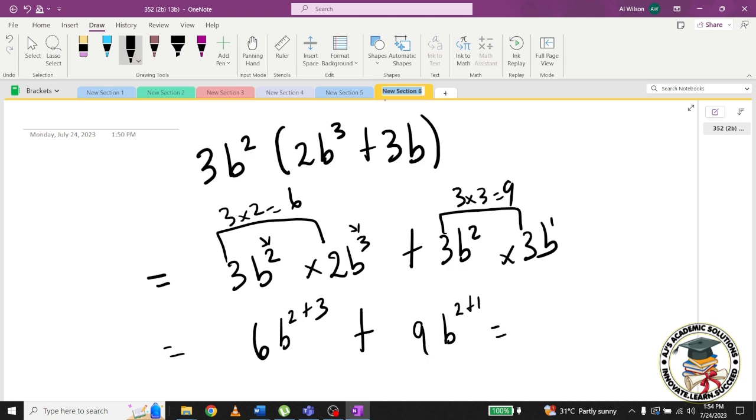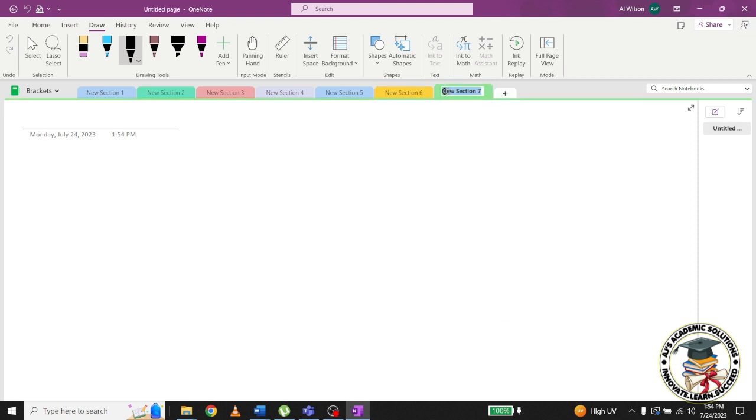Therefore, our answer will be 6b to the 5th power plus 9b to the 3rd power. So if you got this right, congratulations. And if you didn't, it just means you have to practice a little bit more. All right, so let's move on to the last one now.